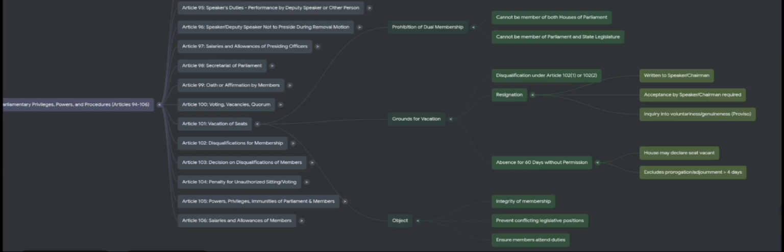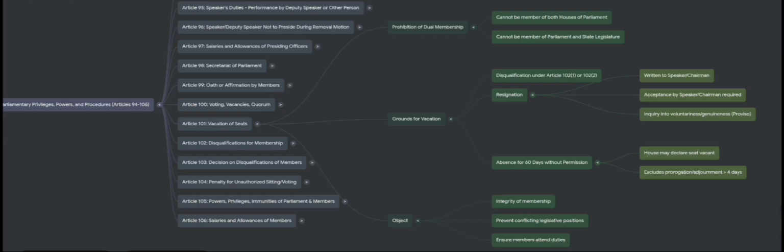Importantly, any period during which the House is prorogued or adjourned for more than 4 consecutive days is excluded from the calculation of those 60 days. This ensures fairness, so members aren't penalized for periods when the House isn't genuinely meeting for extended stretches. So these provisions in Article 101 really clarify when and how a seat in Parliament can become empty. They prevent individuals from holding multiple, conflicting positions, protect members from forced resignations, and address prolonged absences. It's all about ensuring your representatives are truly committed, present, and accountable.